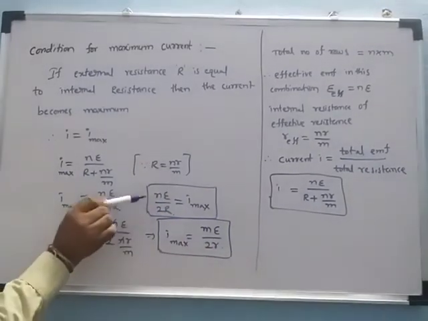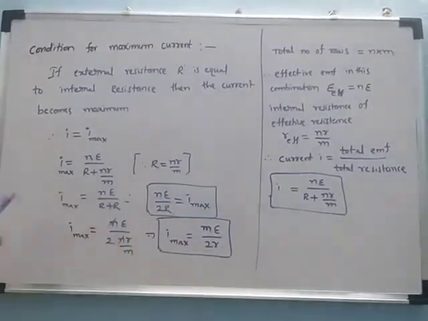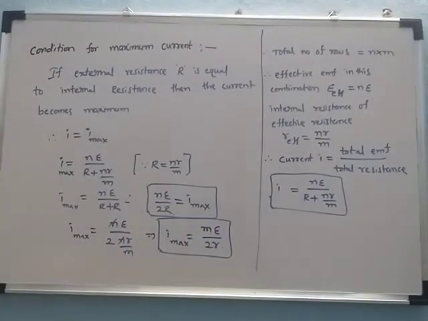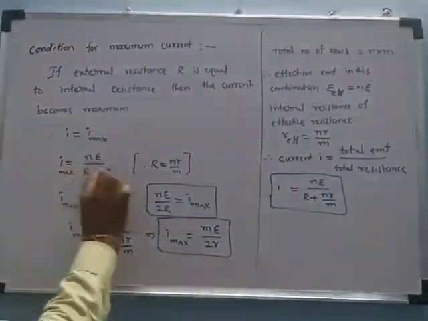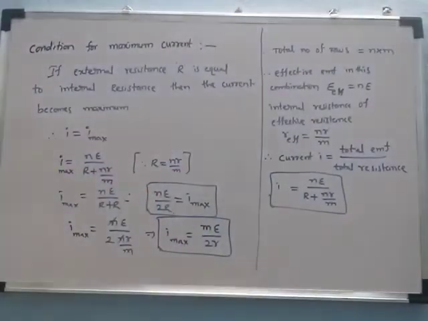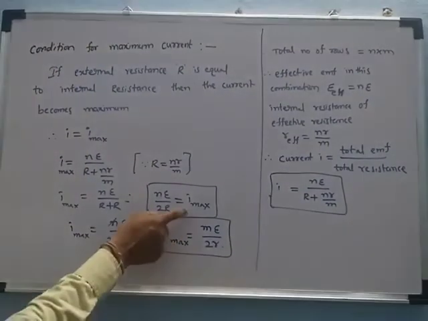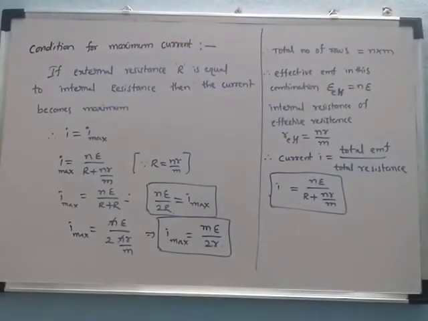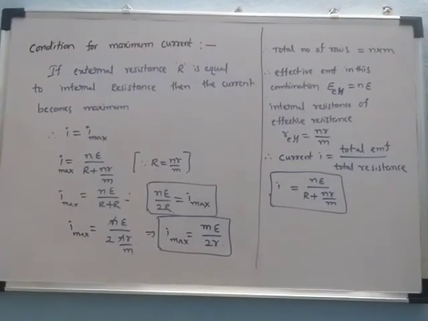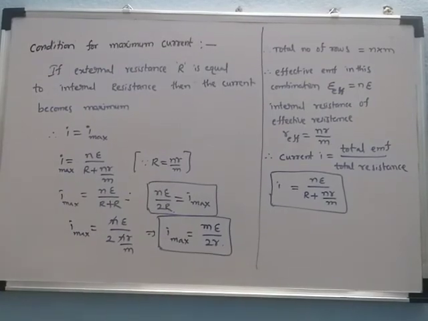See, this is the series combination, and this is the parallel combination. How do we say series? Here the n cells are connected in series, that's why we say series combination. The m rows are connected in parallel. These are the formulas for maximum current in a mixed group of cells.